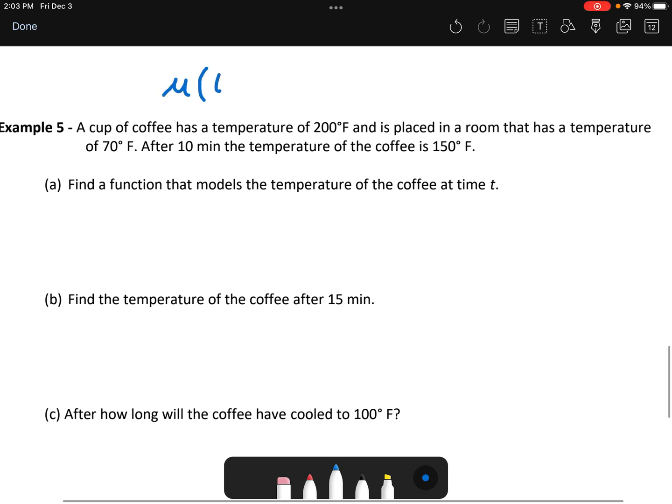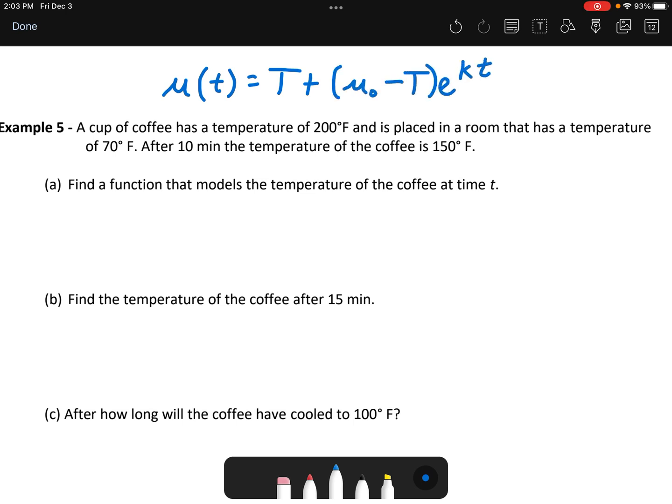All right, last one. And this is our Newton's law of cooling or heating. It doesn't matter which it is. You can still do it. The difference is K is positive or negative, the heating constant or cooling constant. So we have a cup of coffee, has a temperature of 200 degrees, okay? That is mu naught. That's initial temperature. Placed in a room that has a temperature of 70, that's room temperature, that's capital T. We need to find K.